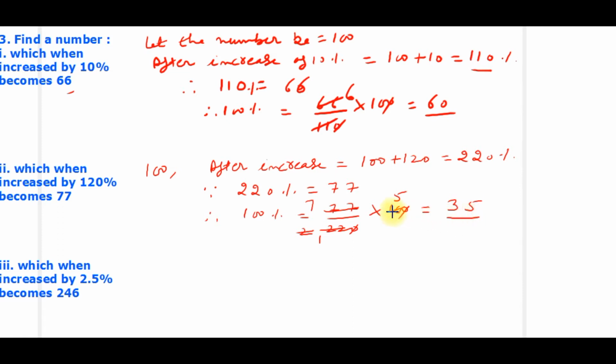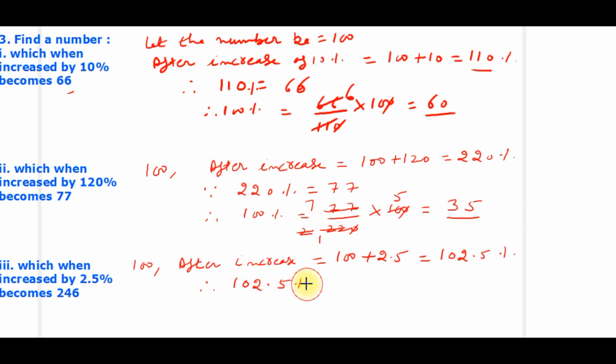So it was 35 which becomes 77 after an increase of 120%. In the same way, let the number be 100. Therefore after increase it would become 100 plus 2.5, so 102.5%. So this has now become, therefore 102.5% is equal to 246.